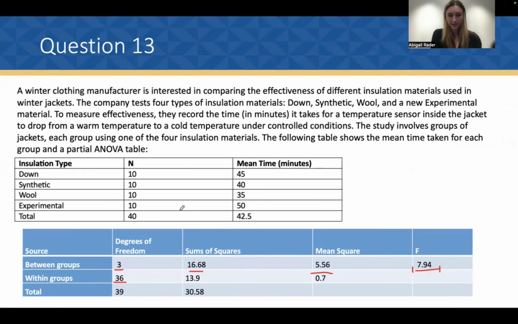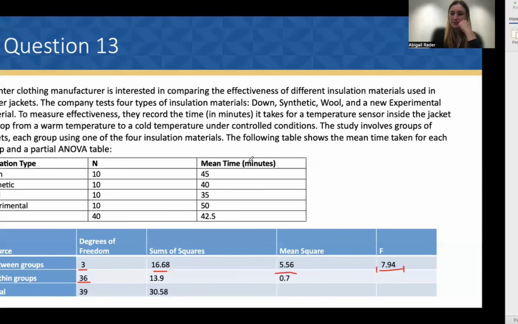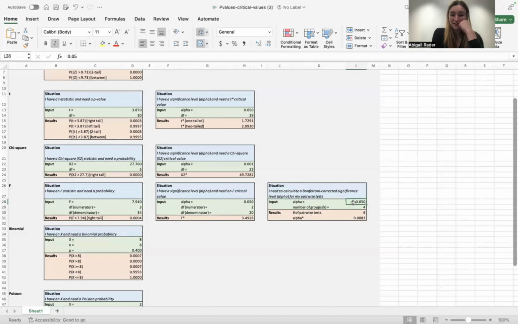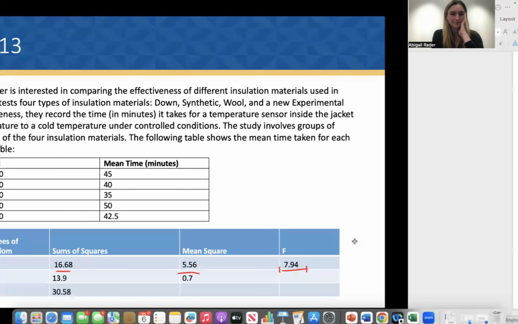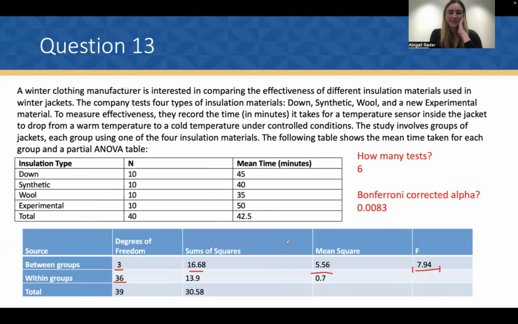If we do pairwise testing, the question asks: one, how many tests are we going to run? And two, what should our adjusted, Bonferroni corrected p-value be? So you just say, I'm starting out with my alpha of 0.05. I have 4 groups total. That's going to give me 6 total pairwise tests and an alpha of 0.0083. So that's the answer.